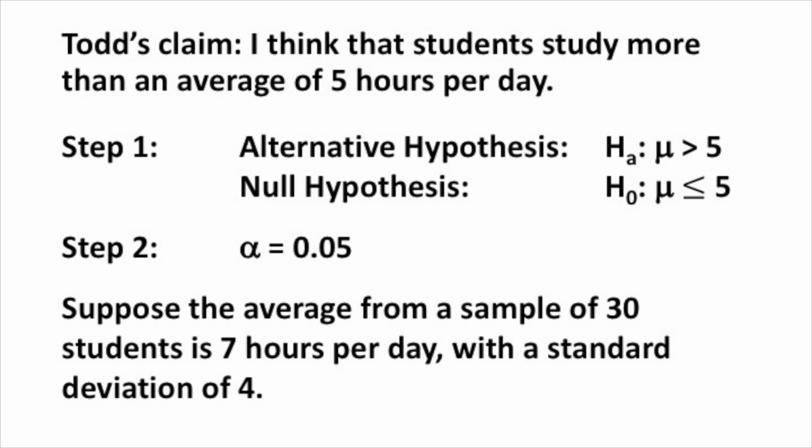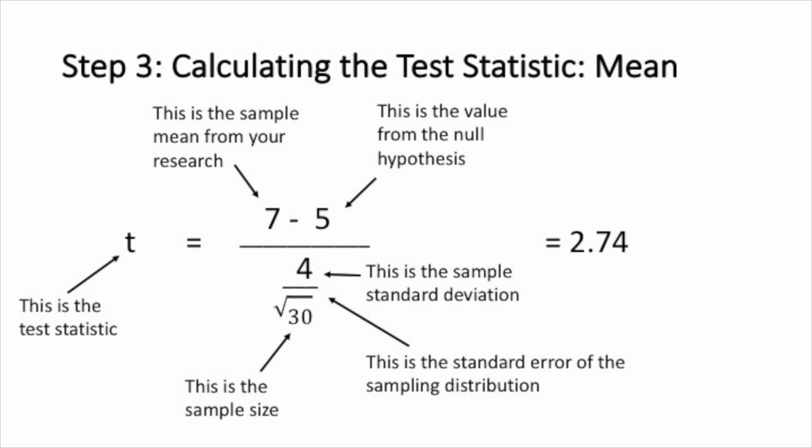The third step of doing a hypothesis test is actually the fun part of doing the research. So I went out and I collected data on a random sample of 30 students and got a sample mean value of 7 hours of studying per day with a standard deviation of 4. Using this information that I collected, I can calculate the test statistic. Since this is a hypothesis test about a population mean value, it's a t-statistic. So my t-statistic is 2.74.